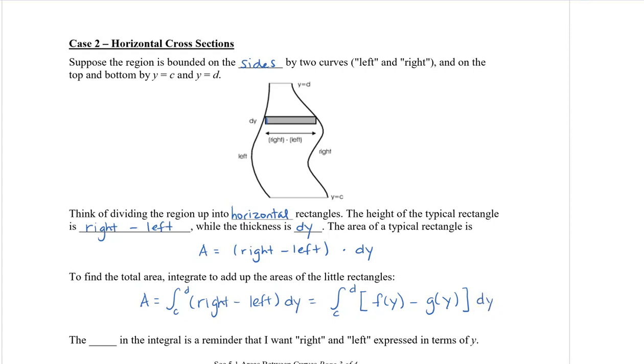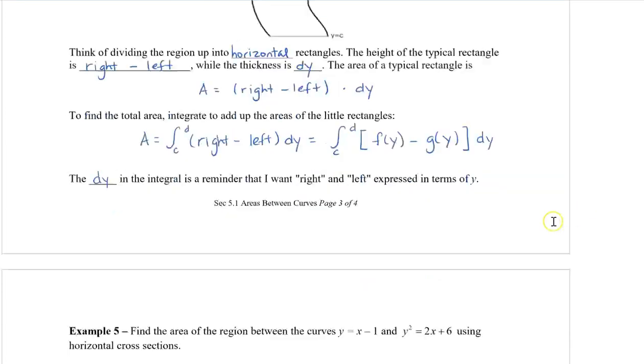Now, this time we're using dy, and the dy in the integral reminds us that I want right and left, the right expression and the left expression, to be written in terms of y. So notice it's f of y and g of y instead of f of x and g of x. Let's take a look at an example.